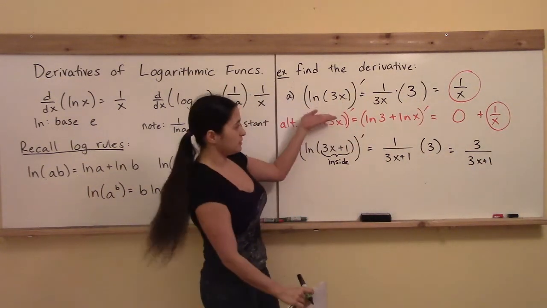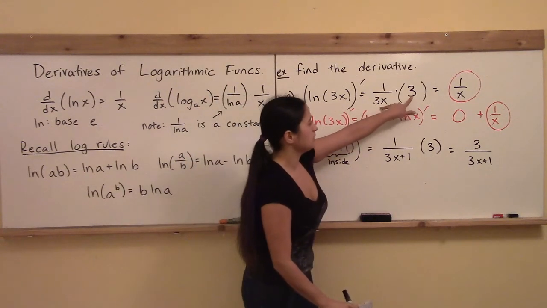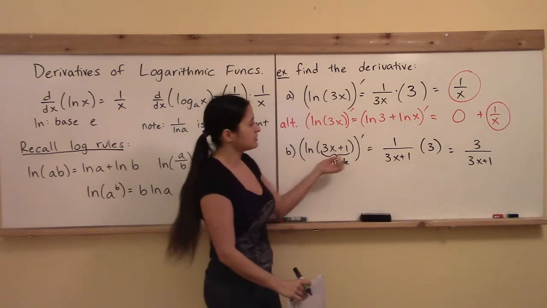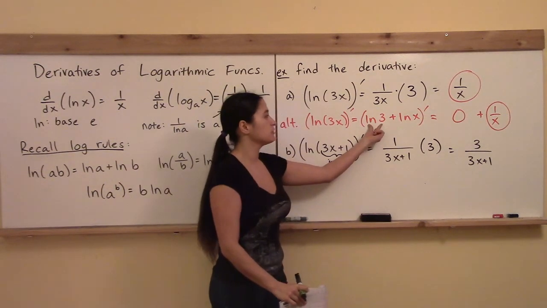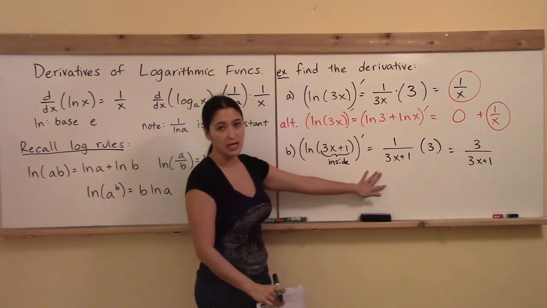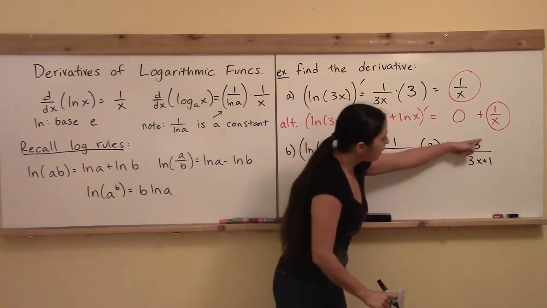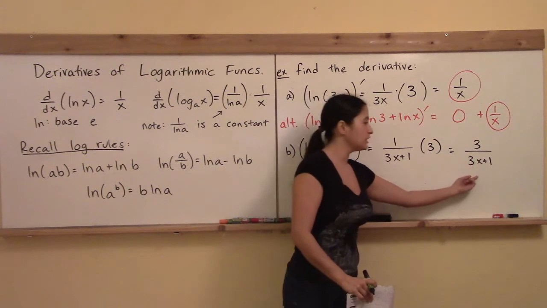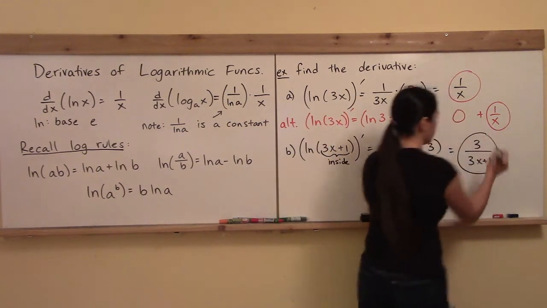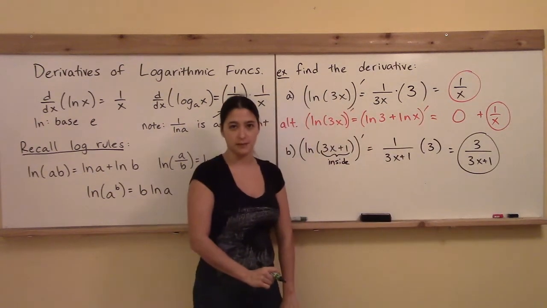Notice how that's different than what happened up here. Up here it was very convenient that the two 3's could cancel out, and that's the same convenience as seeing the log of 3 split off from the product. In this case we could not have that happen. Likewise, you cannot cancel this 3 with that 3 because you have 3x plus 1 on the bottom. So this is in its simplified form, and that's the answer.